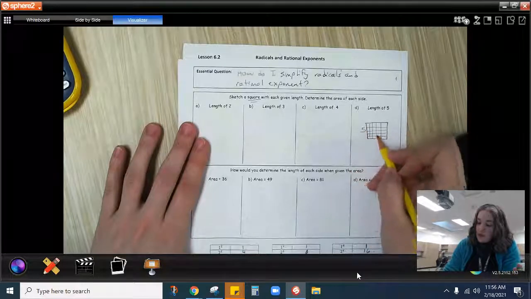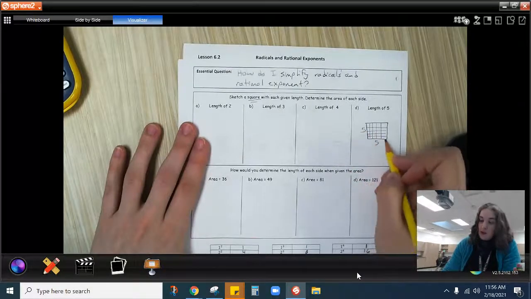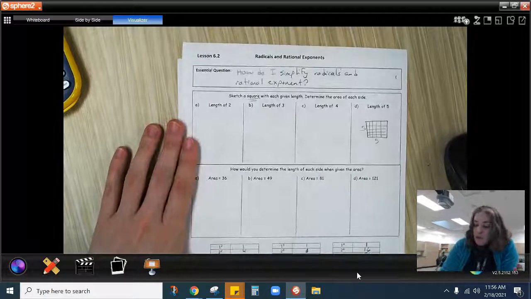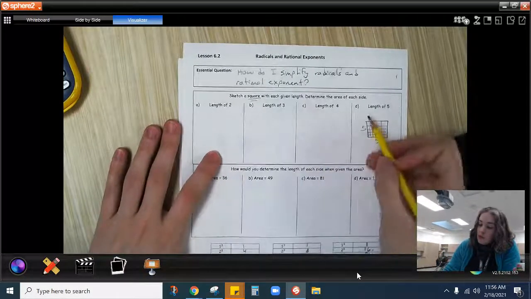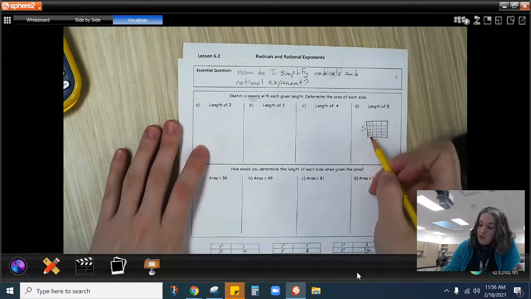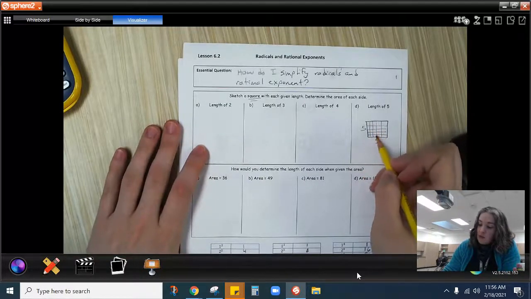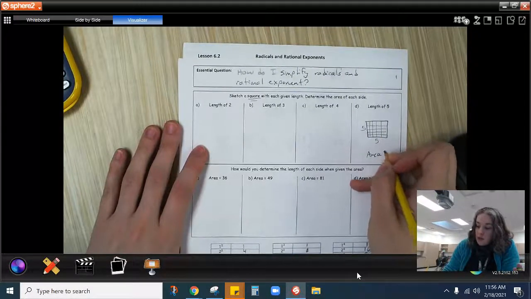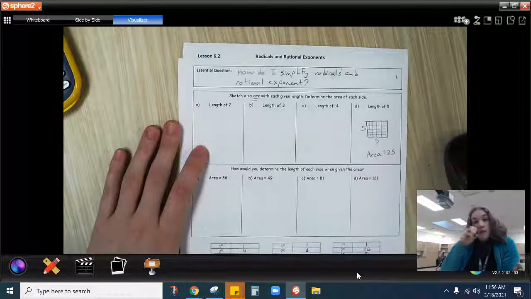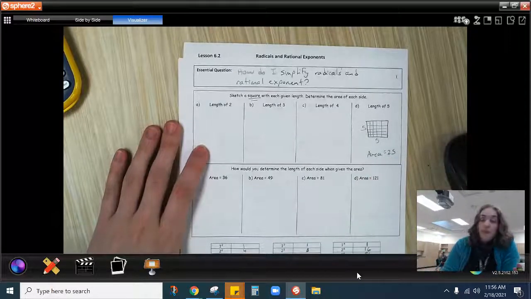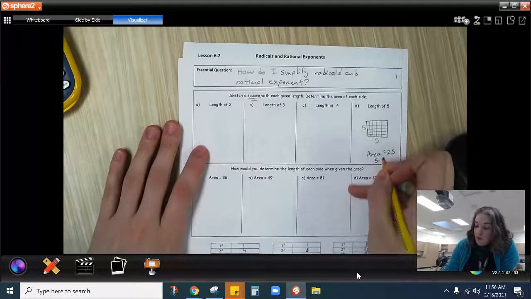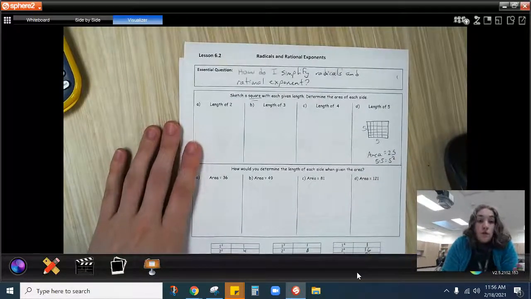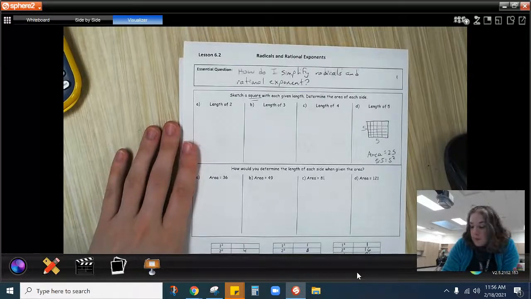There are 5 boxes on the side, and there are 5 boxes on the top or on the bottom. So that's a 5 by a 5, right? So sketch out the square, determine the areas. Well, if I count each of these, 1, 2, 3, up to 18, you can see that my area is going to be 25, right? I counted the boxes. Another way of doing that would be 5 times 5, which is 5 squared. That's why we use that squared term for the 2 exponent, right?